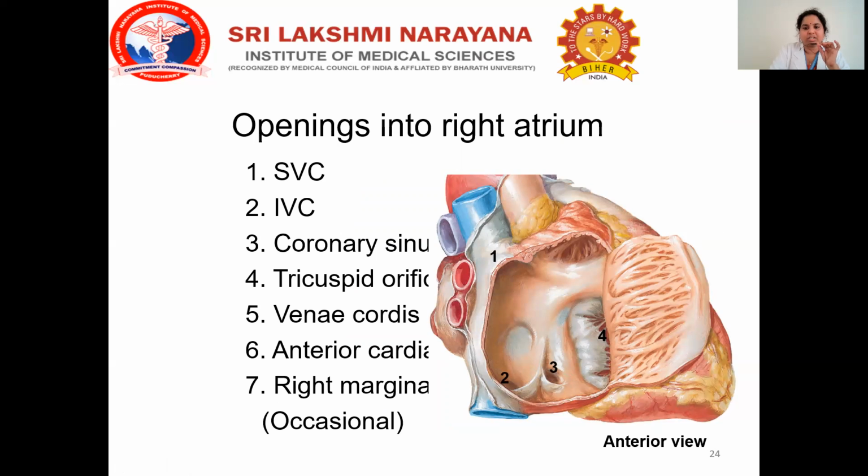Openings into the right atrium. The major openings seen within the right atrium are the superior vena cava opening, inferior vena cava opening, opening of the coronary sinus, opening of the tricuspid orifice, and some small veins called venae cordis minimae, the anterior cardiac vein, and the right marginal vein. These all open into the right atrium.